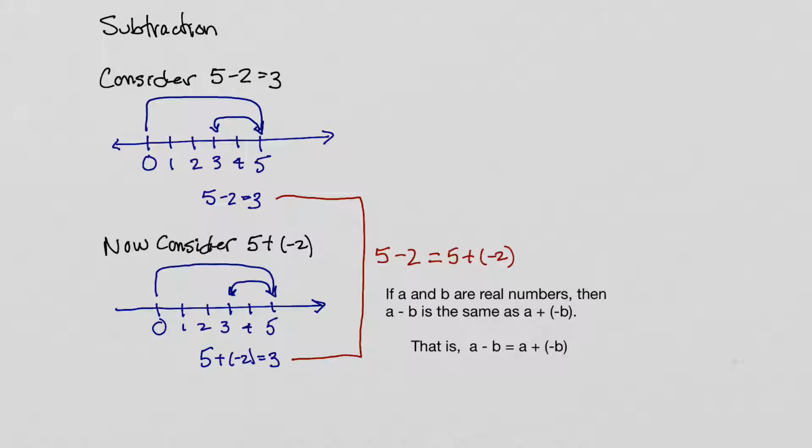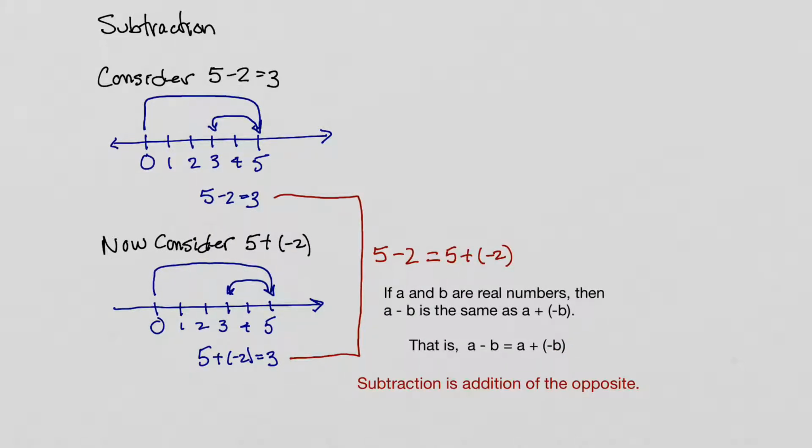So what this tells us now is that if we have two numbers, A and B, and we perform this subtraction, A minus B, that's the same as taking A and adding the opposite of B. So here's what we're going to do. We're going to change subtraction to addition of the opposite. So here's a definition of subtraction. Subtraction is just really addition, but of the opposite.